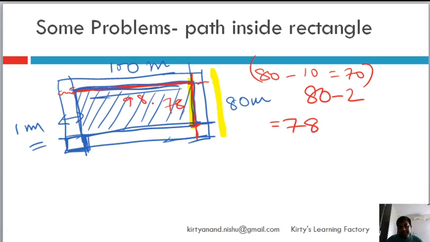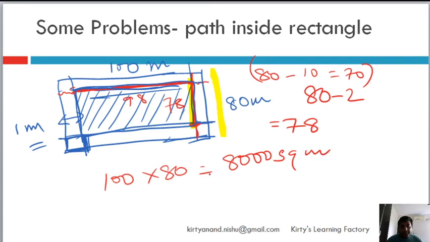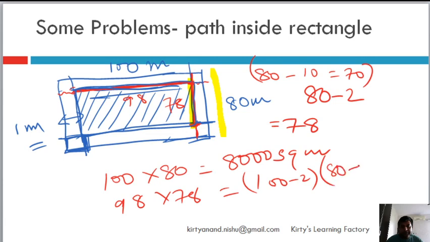So you multiply these two, and then you find out the area of this one. The area of the full outer one is what? 100 into 80, which is 8000 square meters, and then area of the internal will be 98 into 78, which will be, use this technique, 100 minus 2 into 80 minus 2, and then you multiply and then you subtract these two.